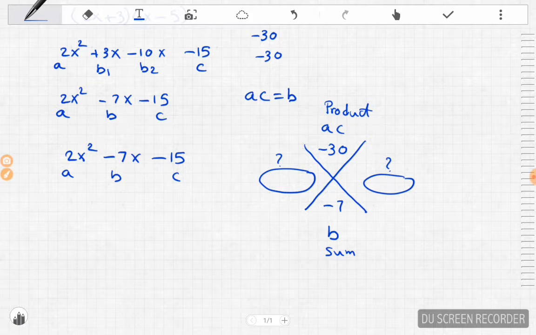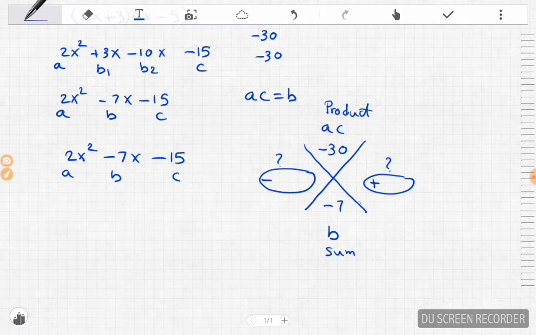Well, because the sum is negative and the product is negative, that means I will come up with a negative number and a positive number. Because I know how you get a negative product. You have to multiply a negative number times a positive number. But the sum is negative 7. That means the negative number is more than the positive number by 7.